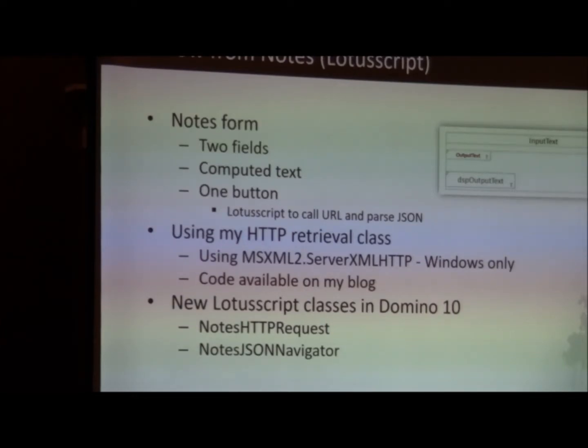I could use computed text, but at least a long time ago, if you printed a notes form or a notes document that had computed text, the computed text did not print. So I got in the habit to use computed for display fields. I'm going to use on the button some LotusScript to call the URL, same URL as before, and also parse the JSON coming back.